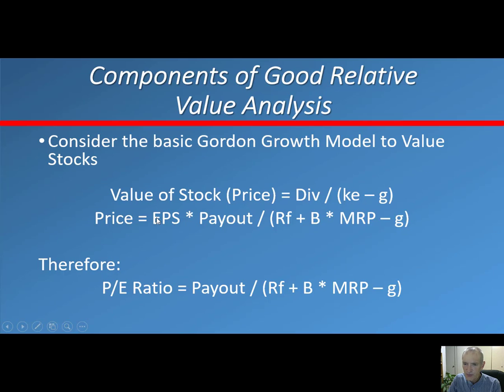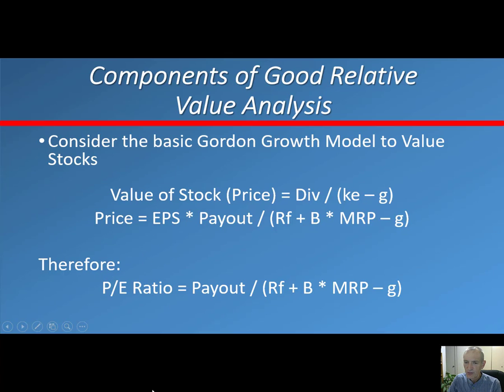Now, if we take this formula here and we move EPS over to this side, so we divide both sides by EPS, we end up with price to earnings per share, or the PE ratio. And if you look at that, what are we left with? The payout ratio divided by the risk-free rate plus beta times the market risk premium, minus growth. There is a world of information in this formula.